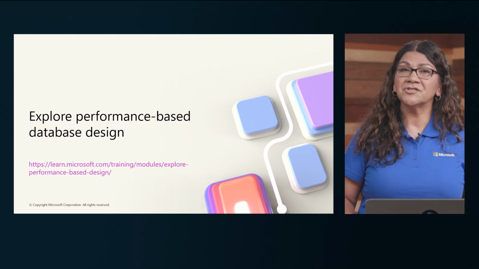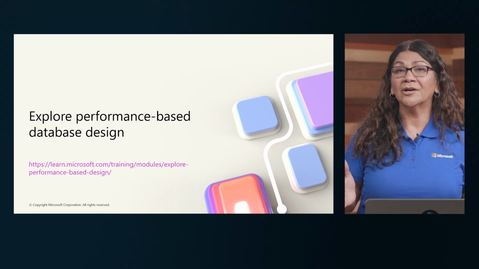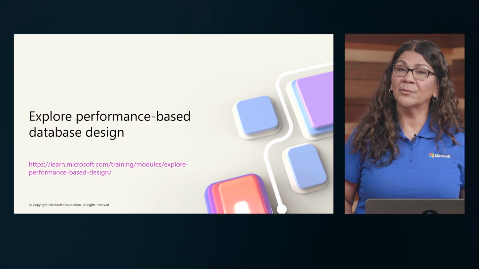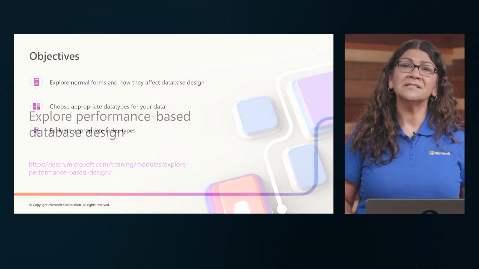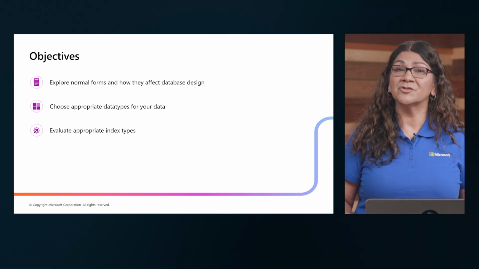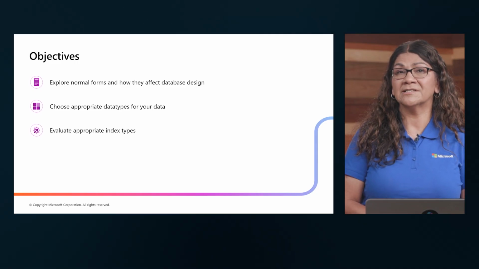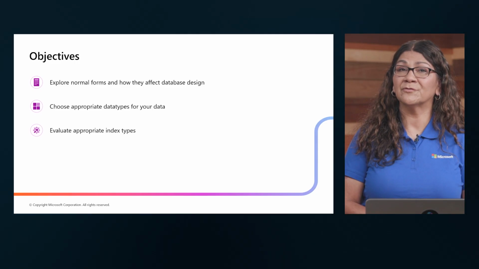Many design decisions, such as choosing the right data types, can make a large difference in the performance of your database. In this section, we'll explore a normalized database design and some of its normal forms. We'll also assist in choosing the appropriate data and index types for your data.